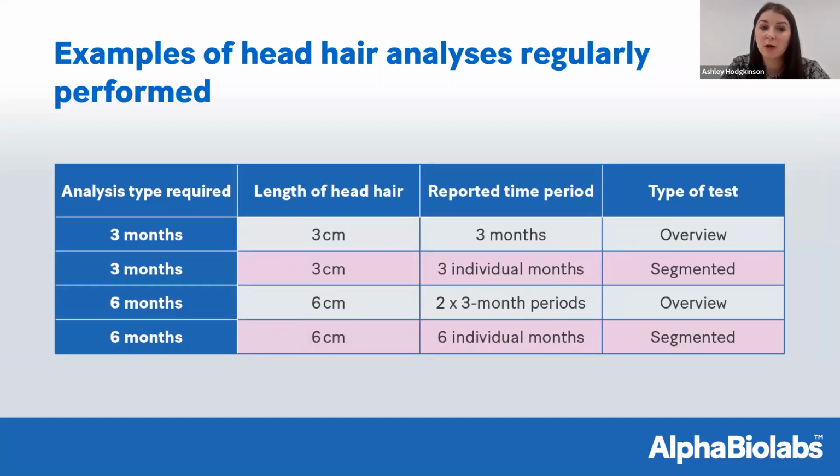So just to recap what we've just spoken about, the basis of what we are able to show you in a drug test report entirely depends on what samples are available from your client. So if you had a client with 3 centimeters of head hair, you've got 2 options. We can either take it as 3 months as an overview, so just one result for that time period as a whole, or you can have it segmented, which would provide 3 individual results, 1 for each month that the hair sample covered. Same with your 6-month test, but this time you'll get 2 results for your overview, so each covering a 3-month period, or you would get 6 individual results if you opted to have that segmented.